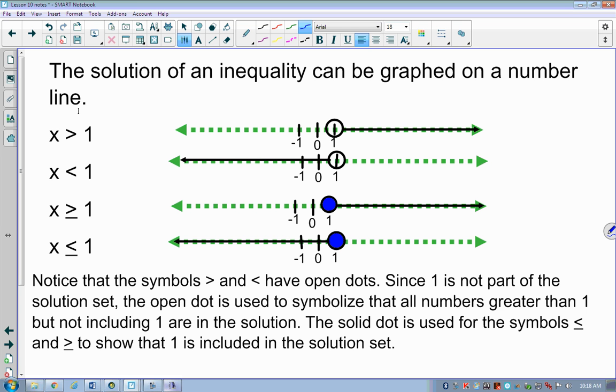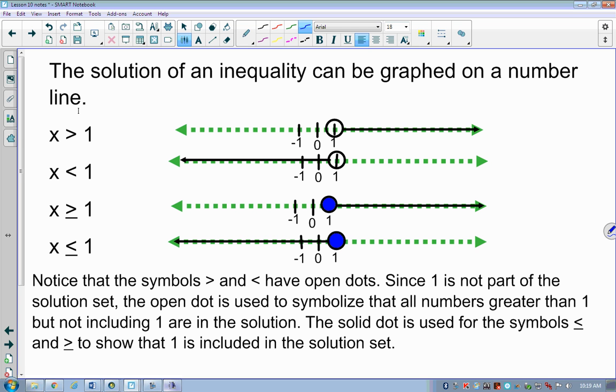All right, we've got our greater than or equal to. I went ahead and filled it in. I probably should have used black there, but I like picking a different color. Notice that the symbols greater than and less than have open dots. Since 1 is not part of the solution set, we don't include it, which is why it's open. The open dot is used to symbolize that all numbers, no matter how much smaller or how close to 1 they are, 1 itself is not included. So like 1.0001 could be included in our first example, but not 1.